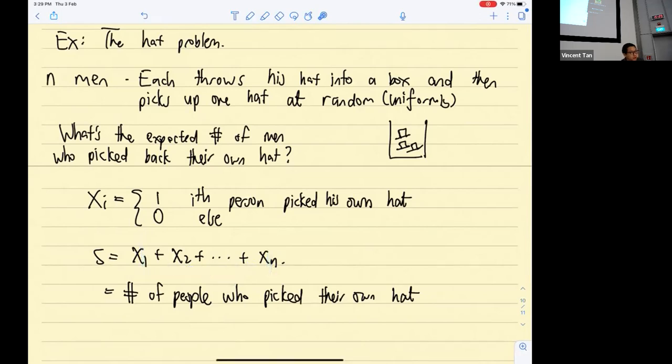So this is not so difficult, right? Every one of these numbers is 1 or 0. Basically, we are counting how many people pick their own hat.